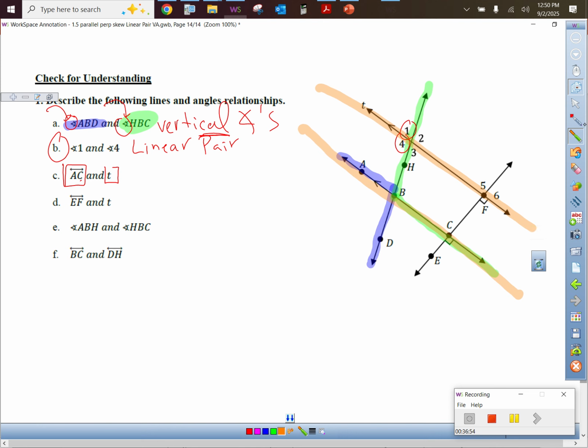Discuss what you think. How would you know if they're parallel, perpendicular, or intersecting? Parallel have arrows on them. Perpendicular is marked with the box. And intersecting doesn't have any of those. What is your answer to this? Line AC and line T are parallel.